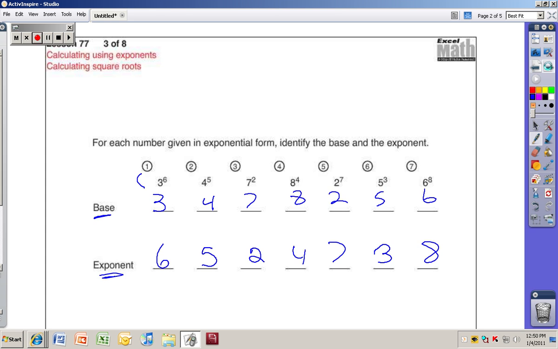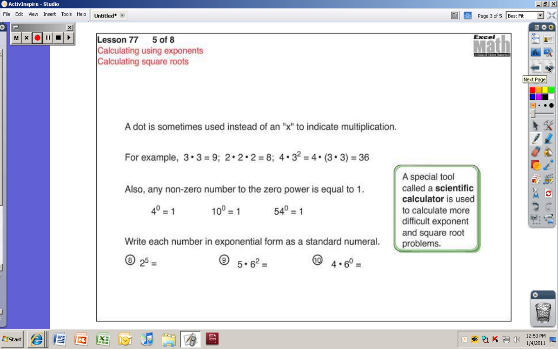Okay. A dot is sometimes used instead of an X to indicate multiplication. Have you guys seen that before? So this right here means 3 times 3, not 3.3, 3 times 3. This is 2 times 2. This is 4 times 3 squared. And 2 times 2 times 2 on this last one. 4 times 3 squared is equal to 4, and then the 3 squared is 3 times 3. 3 times 3 is equal to 9. So 4 times 9 equals 36.